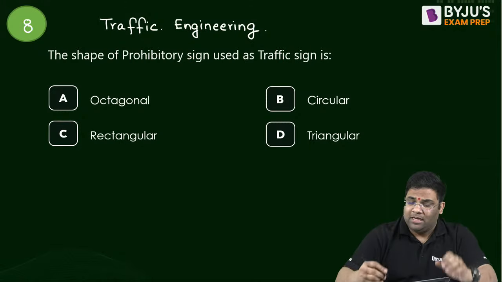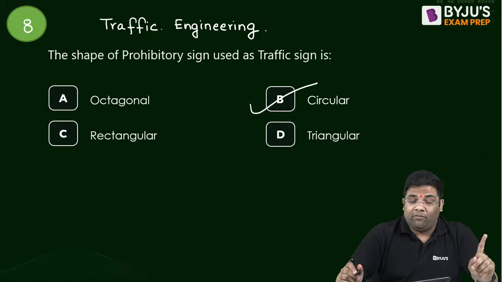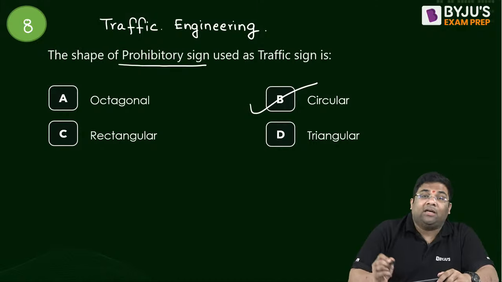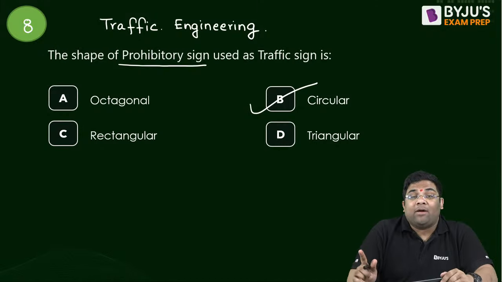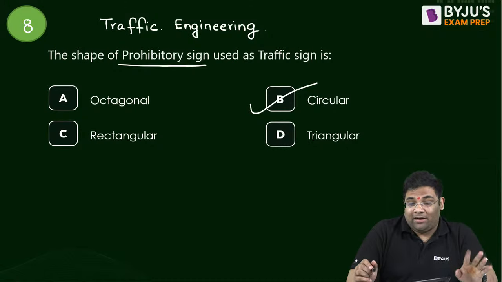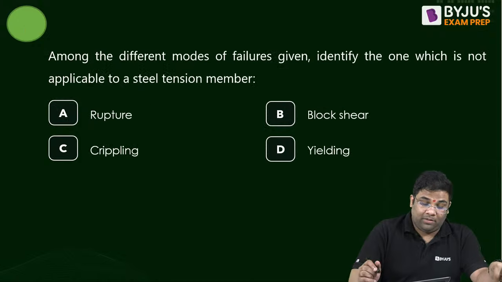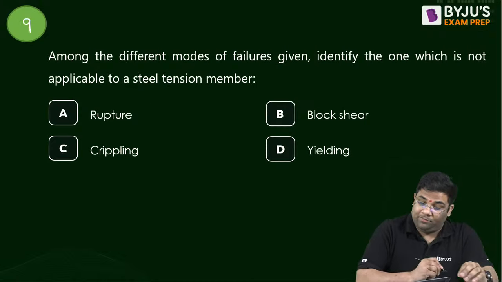Yes, be competitive. The answer is circular. For prohibitory or mandatory, circular. For cautionary, it is triangular. And for informatory, it is rectangle. And exceptions for prohibitory are your octagonal stop sign and give way inverted triangle, right? So in general, prohibitory will have what? Circular.